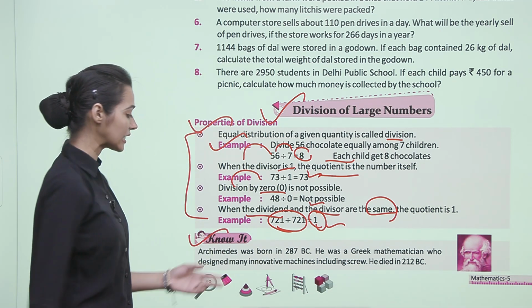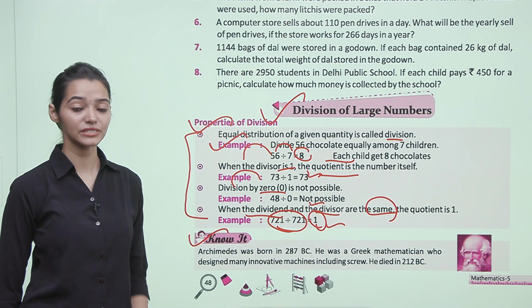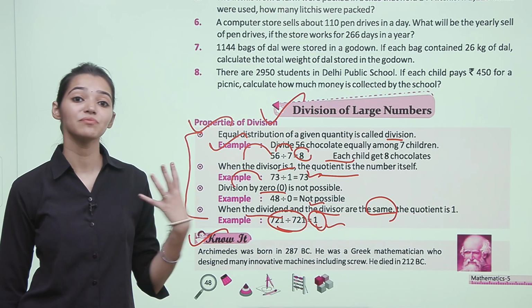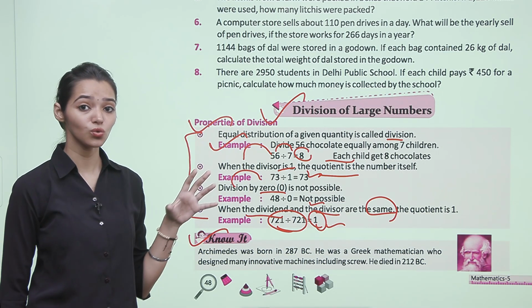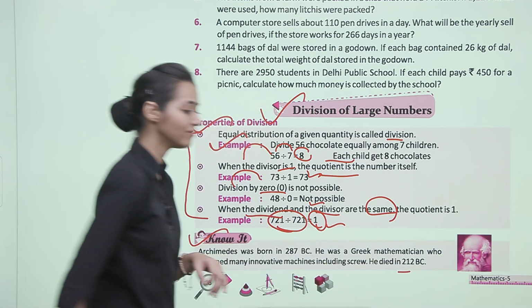Now, do you know that Archimedes was born in 287 BC? He was a Greek mathematician who designed many innovative machines including the screw, and he died in 212 BC.